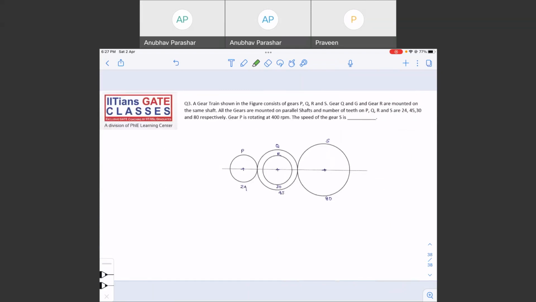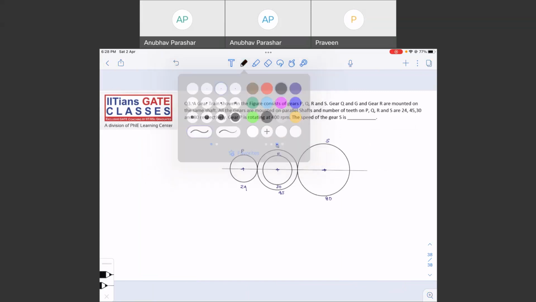This is a kind of gear. You can see clearly, P is connected to Q and Q is connected to S, right? Gear R is neither connected to P nor connected to S. So you can simply ignore gear R. Let us do this problem fast.